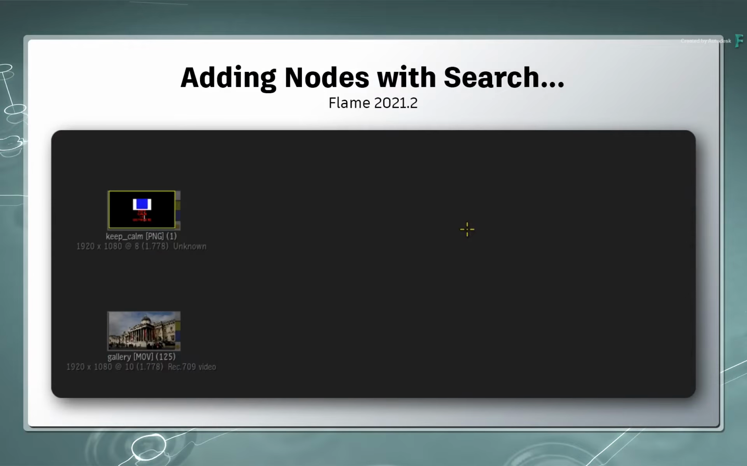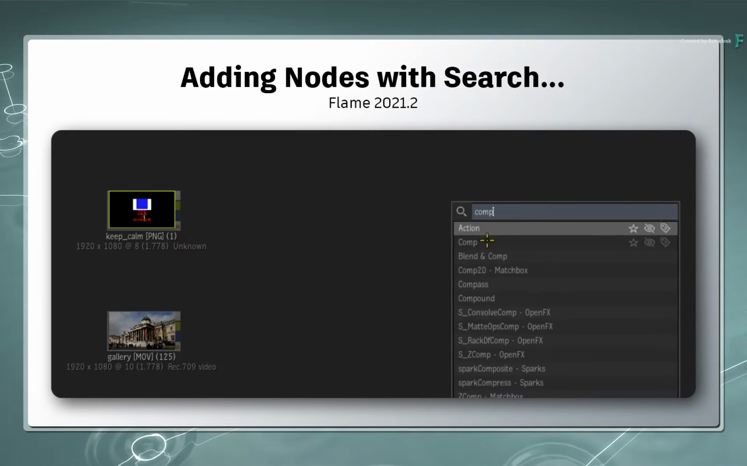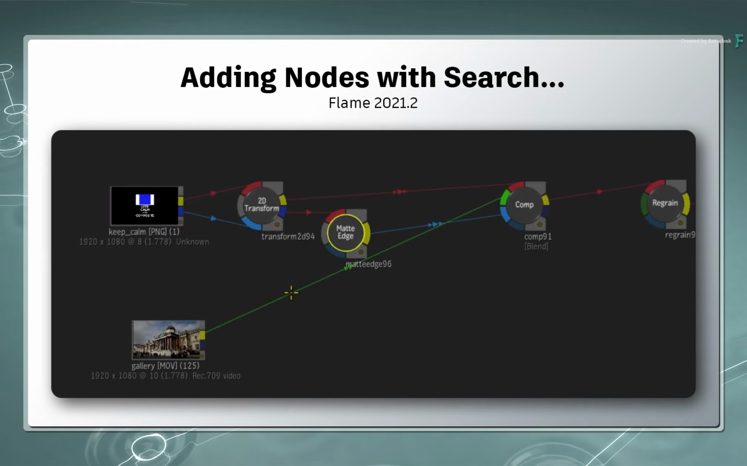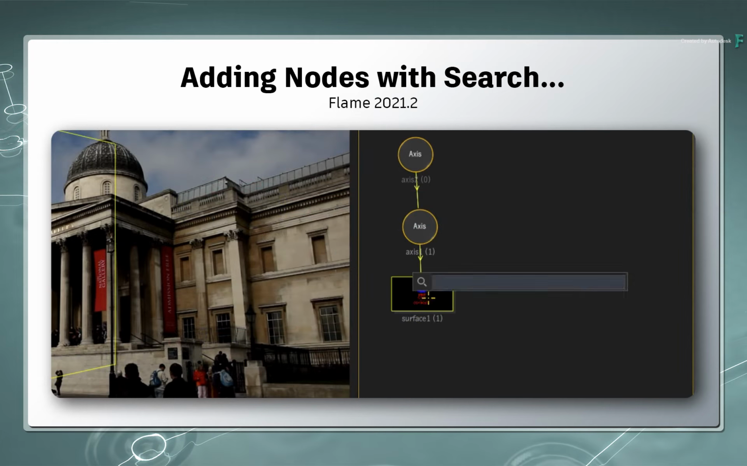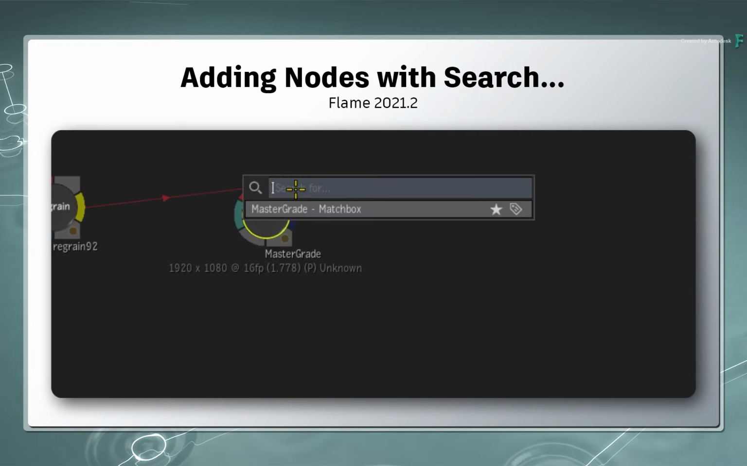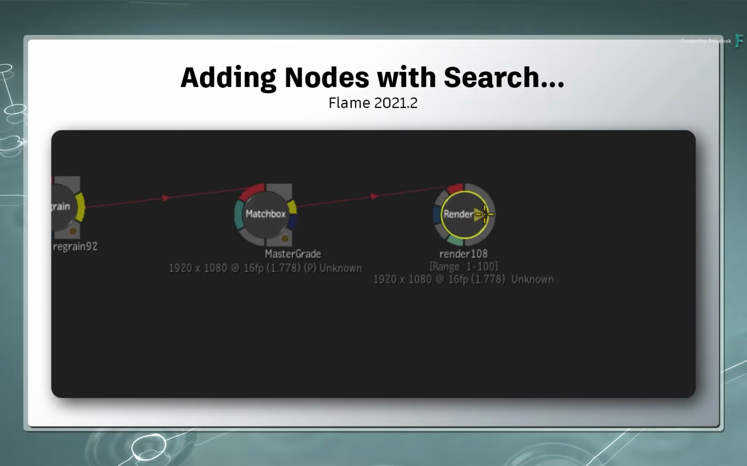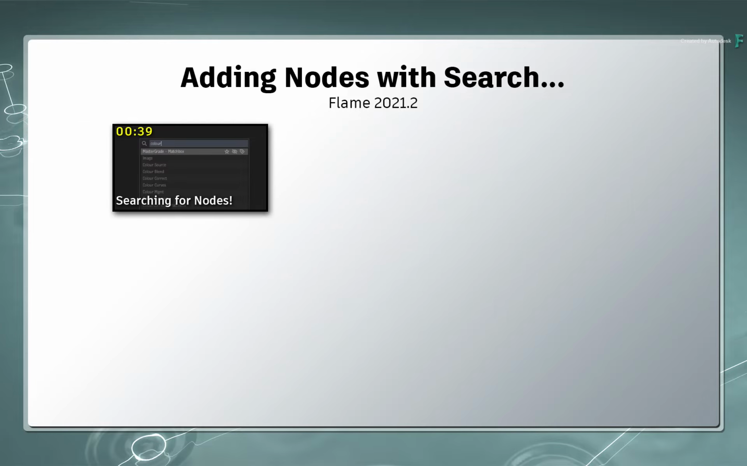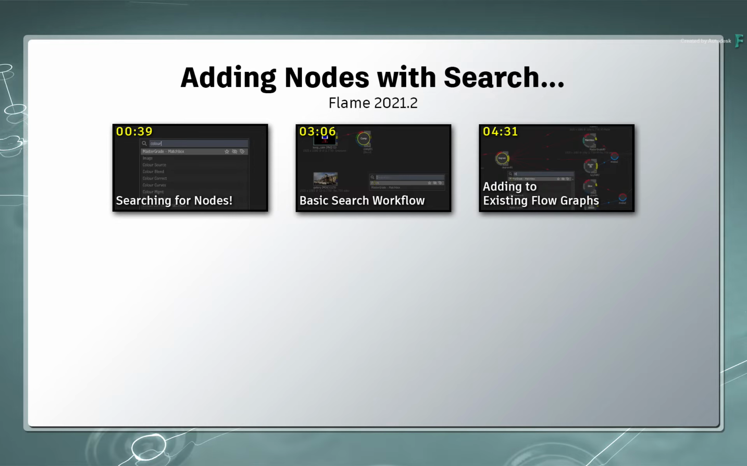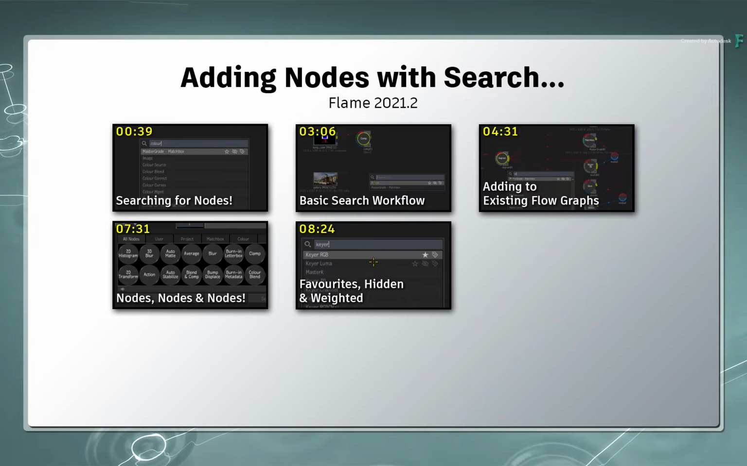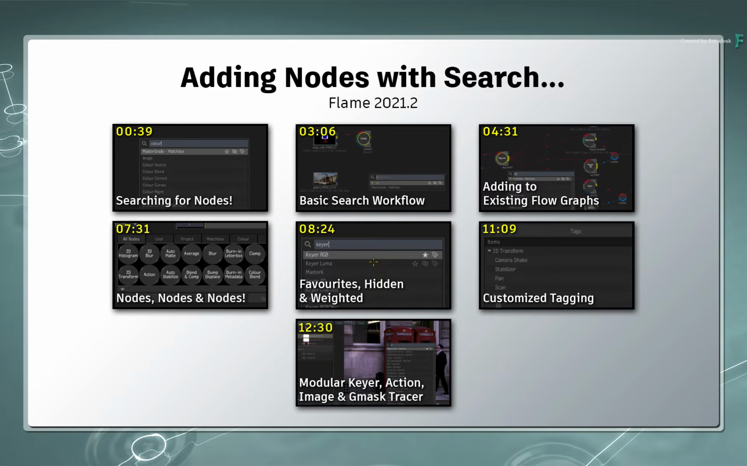In this video, I'm going to teach you a super fast way of building node flow graphs using the search tool in Flame. It's really easy to use and it will benefit every Flame artist, starting from a beginner all the way up to the highly experienced. So we'll be covering a range of uses through the video, but if you want to see a specific part, just use the various timings in the agenda.